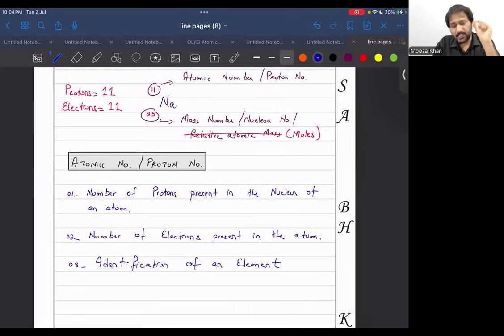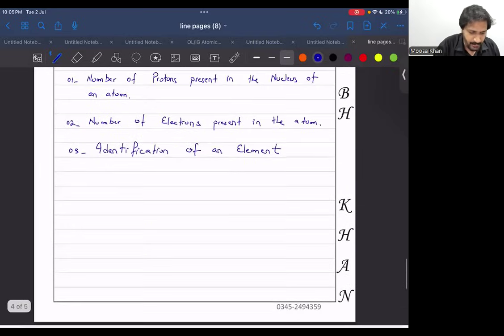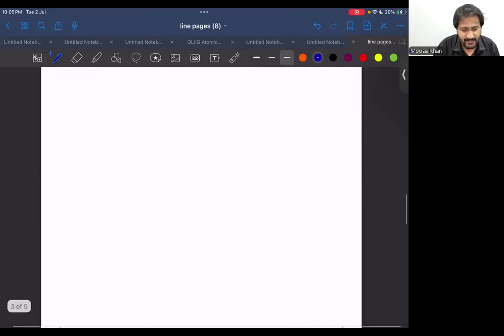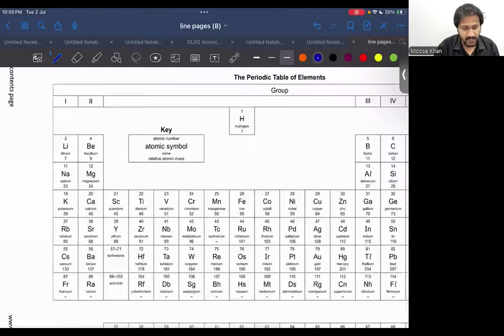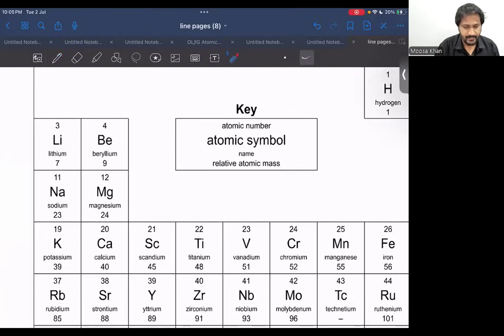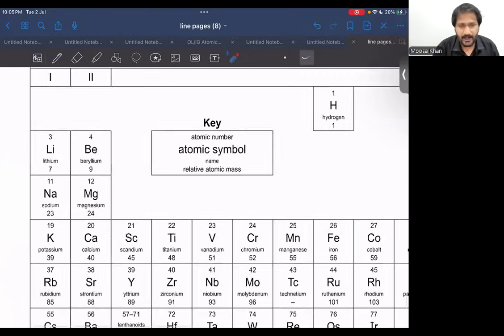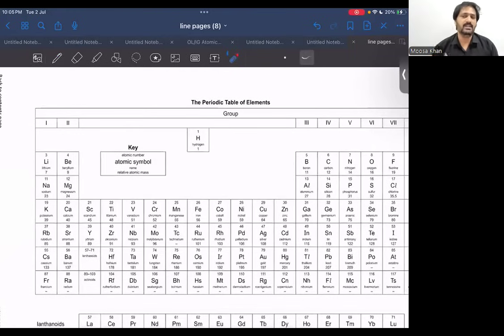Because sodium's atomic number is 11. So no other element can have an atomic number of 11. There is only one element in the whole world or in our periodic table that has an atomic number of 11. No two elements can have the same atomic number. If I say I have an element whose atomic number is 12, you can just skim through the periodic table and find that particular element, because there is only one element in the whole periodic table which has an atomic number of 12, and that is magnesium. If you see the complete periodic table, you cannot find any other element with an atomic number of 12. कोई और element मिलेगा ही नहीं आपको.